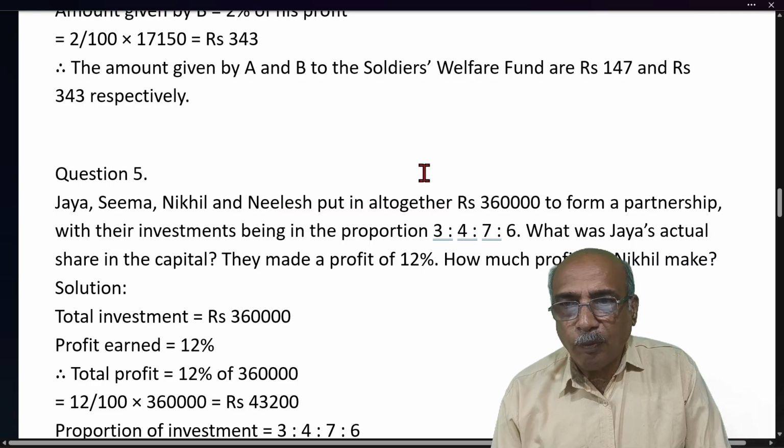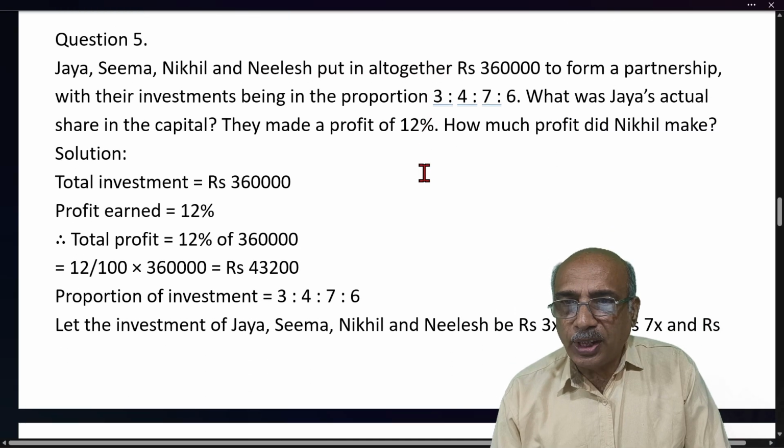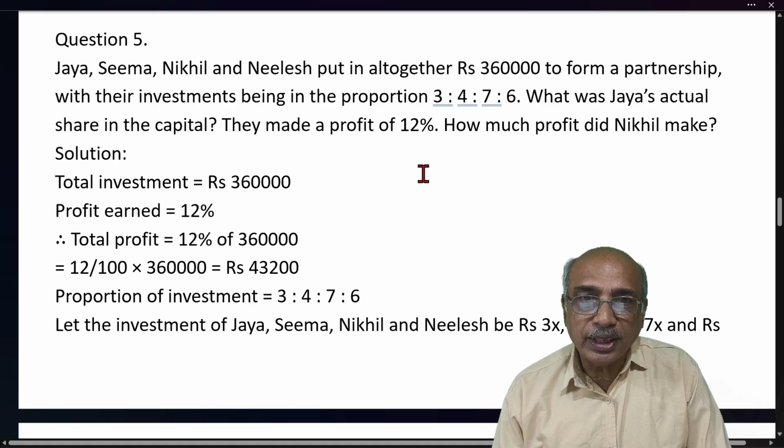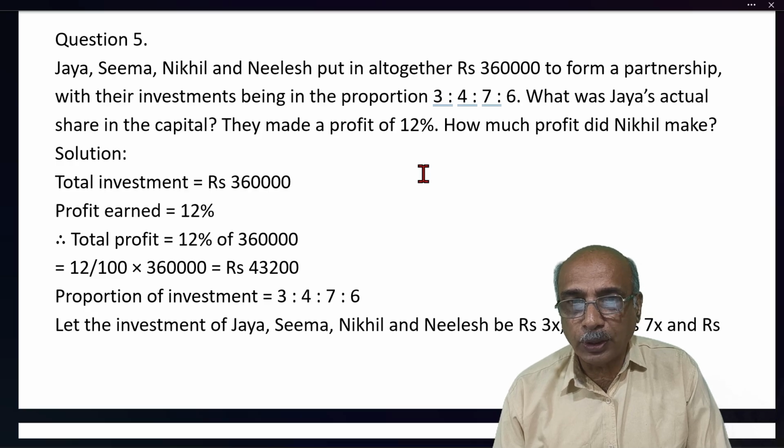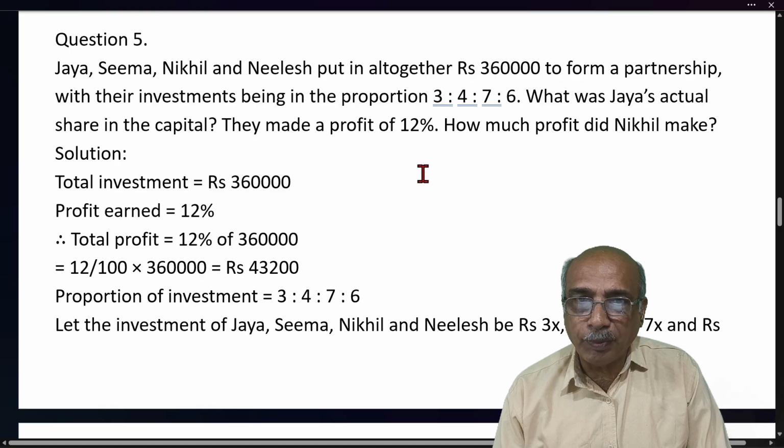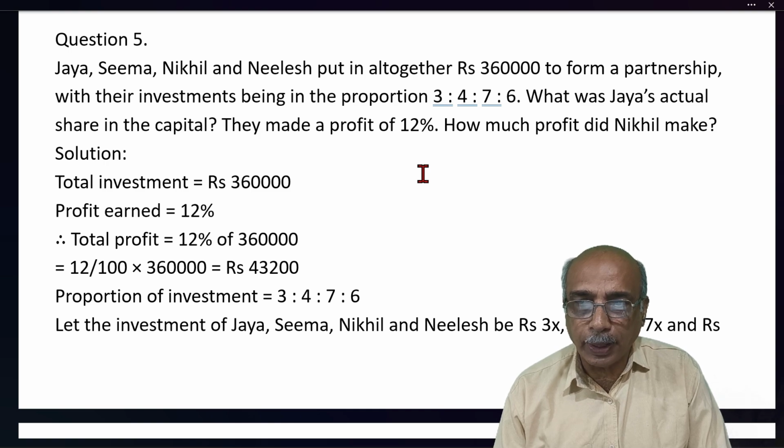Next question 5. Jaya, Seema, Nikhil and Nilesh put in altogether rupees 3,60,000 to form a partnership with their investment being in the proportion 3:4:7:6. What was Jaya's actual share in the capital? They made a profit of 12%. How much profit did Nikhil make?